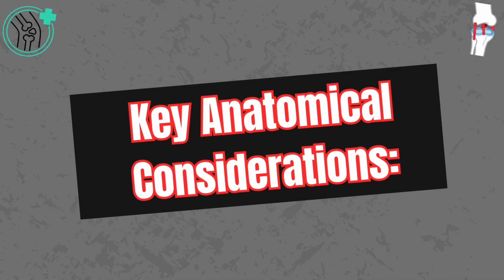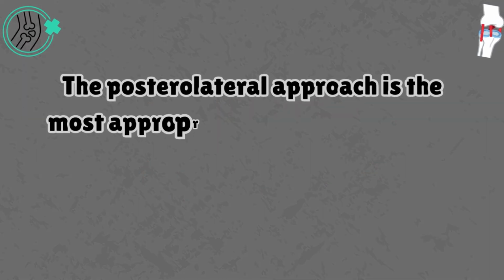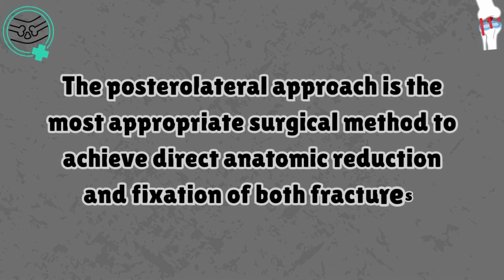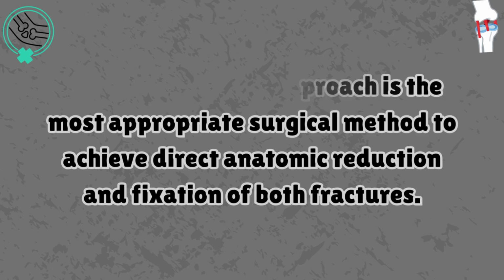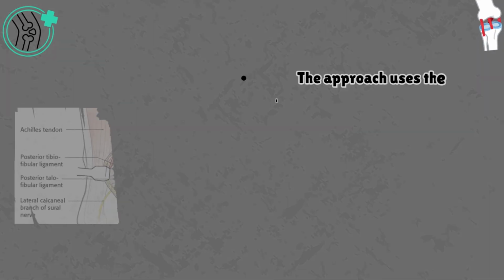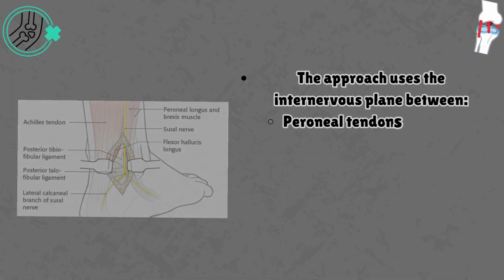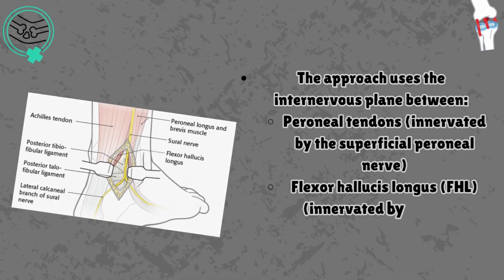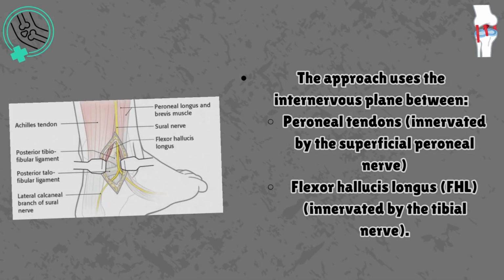Key anatomical considerations. The posterolateral approach is the most appropriate surgical method to achieve direct anatomic reduction and fixation of both fractures. The approach uses the internervous plane between the peroneal tendons, innervated by the superficial peroneal nerve, and the flexor hallucis longus, innervated by the tibial nerve.